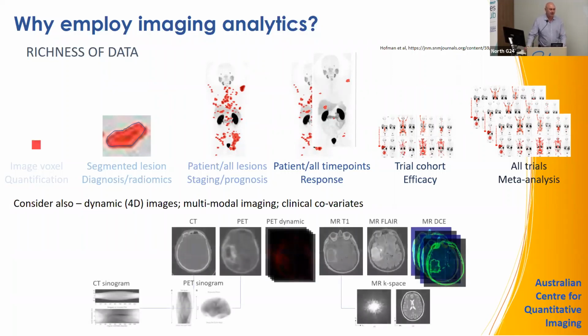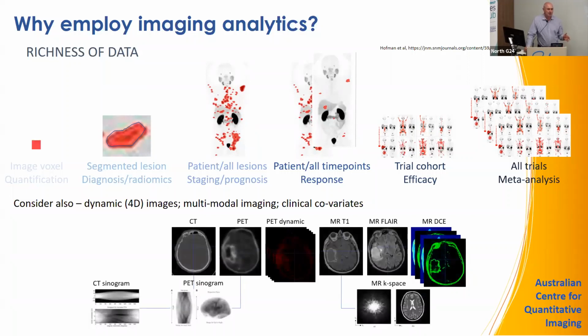And then you can add the fact that we can image with more than one modality. We can image with CT and MR, multiple sequences of MR, with PET, different PET traces, dynamic PET, and then we can also look at the underlying data that forms those images, the raw data. And so this can all be mined for sources of potential biomarkers.